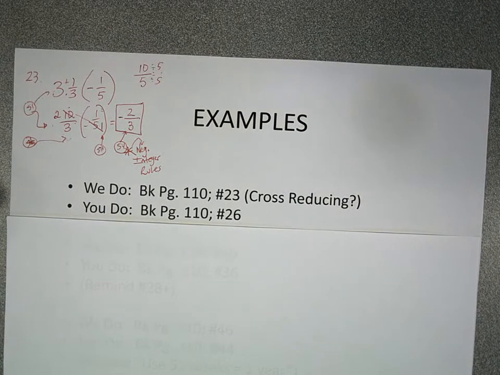I simplified it. I got 35 over 8 times 24 over 7. Then I did cross-reducing. So I crossed that out. Cross 35 out of 7. Then divided it by 7. So 7 and 7. And I just wrote it. Okay, here we go.